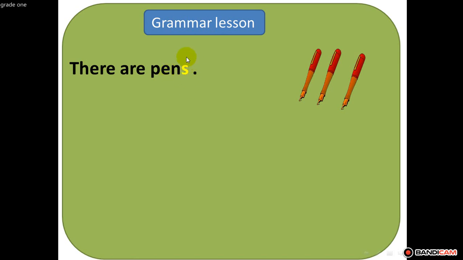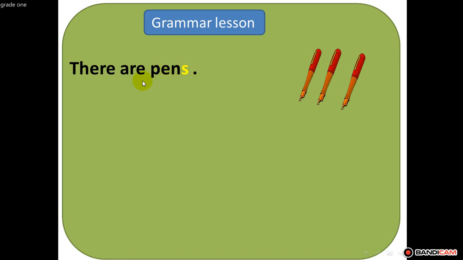Look at this letter. This is the letter S. So we call it the plural S. نسميها اس الجمع حيث توضع الاس في نهاية الكلمة المفرد لكي نعبر ونقول أن هذه الكلمة جمع. So I have to say pens. I can't say there are pen, because there are more than one pen. So I have to say there are pens.